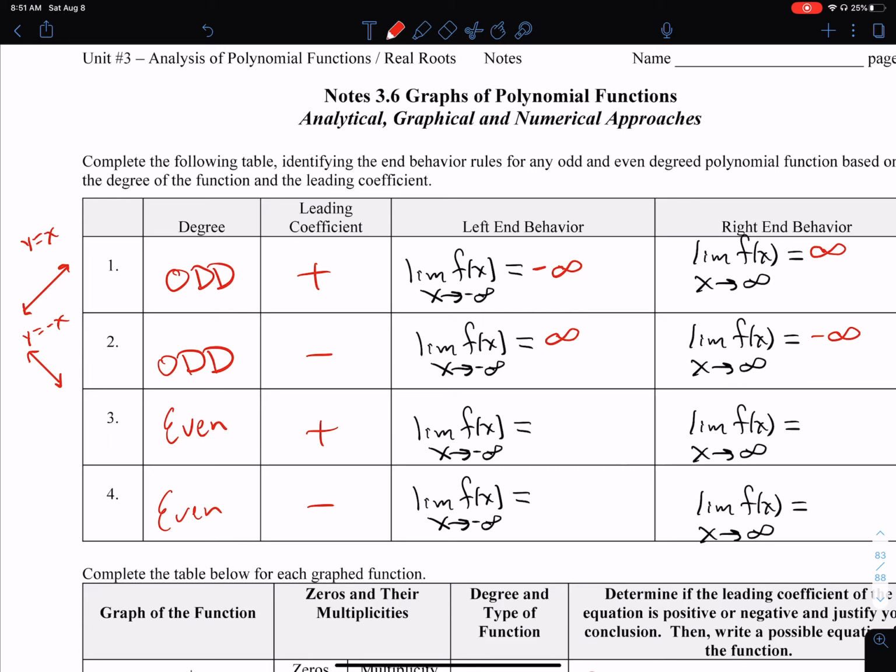Number 3, what happens if we have an even degree and leading coefficient's positive? Well, I can think of an easy example of that my brain always has chambered. It's a parabola. Both of those end behaviors as you go left or right are going up. So the left and right end behavior are going to infinity. How about an even degree with leading coefficient negative? y equals negative x squared. That's a parabola that opens down. Both the end behaviors are the same. They are both going to negative infinity.